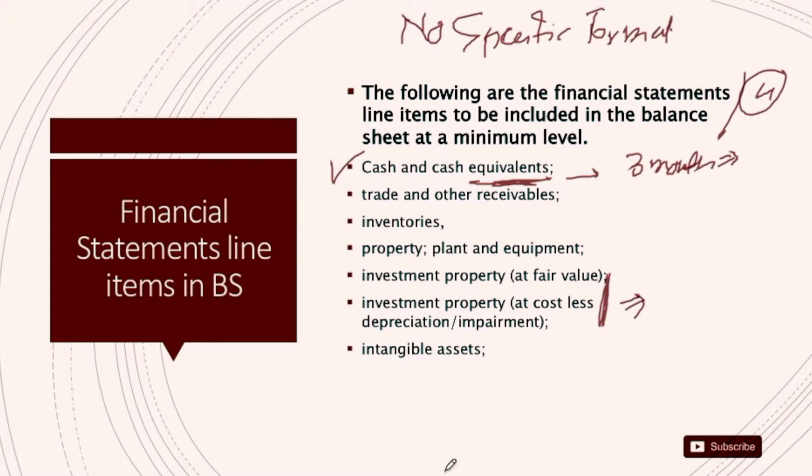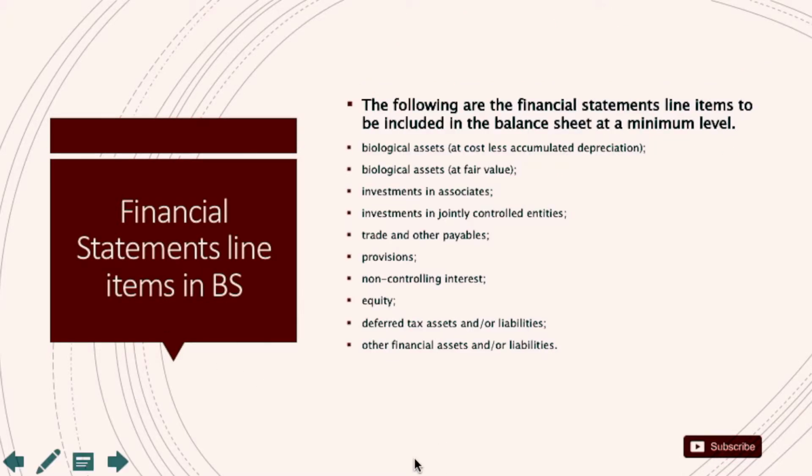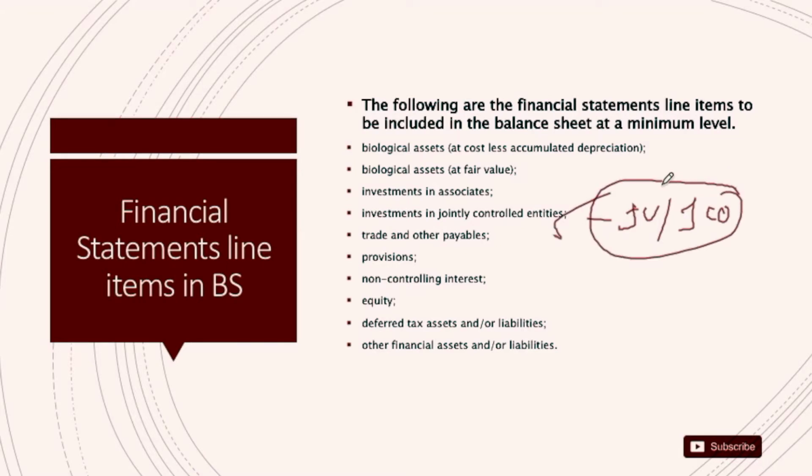The intangible assets, biological assets, and investment in associates, investment in jointly controlled entities, which also includes investment in joint ventures or jointly controlled operations. So all these investments will come up. And trade and other payables, provisions, non-controlling interest, in India what we used to call minority interest, equity, deferred tax assets, and other financial assets or liabilities.